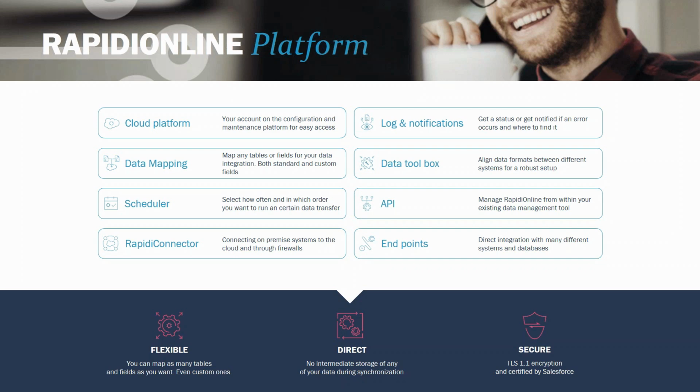We have a scheduler where you can assign a transfer to that, and you can decide how frequent should this transfer run, and how do you want to deal with errors if there was a data error or connection error during your normal operation. We have a Rapidi connector, which is used to connect the ERP on-premise systems or hosted systems to the cloud. We have a log with notifications.